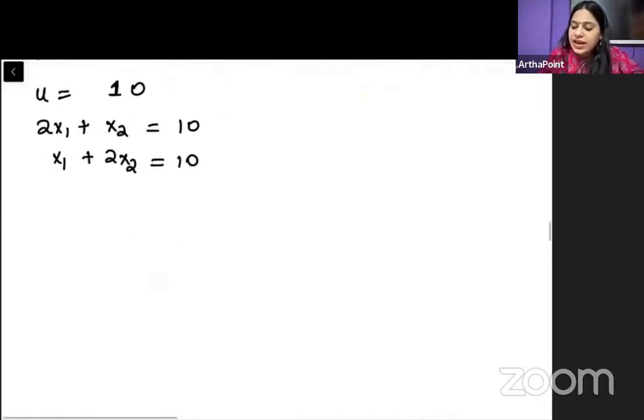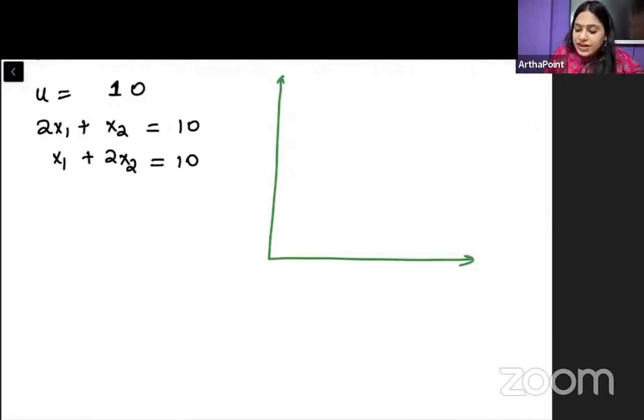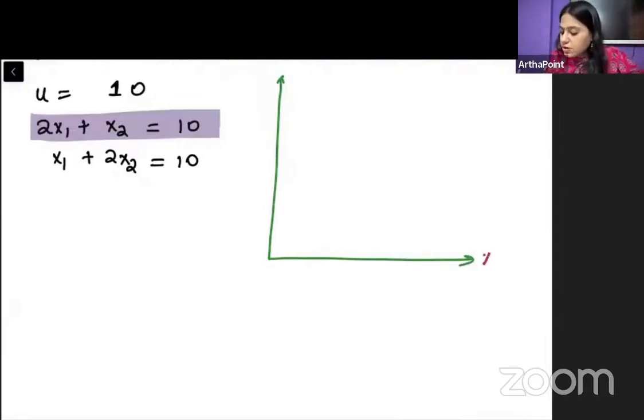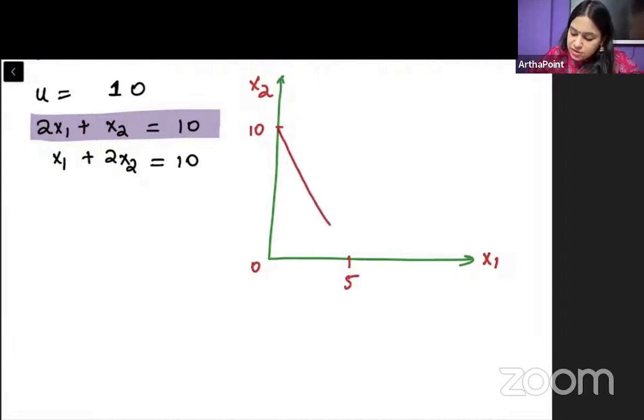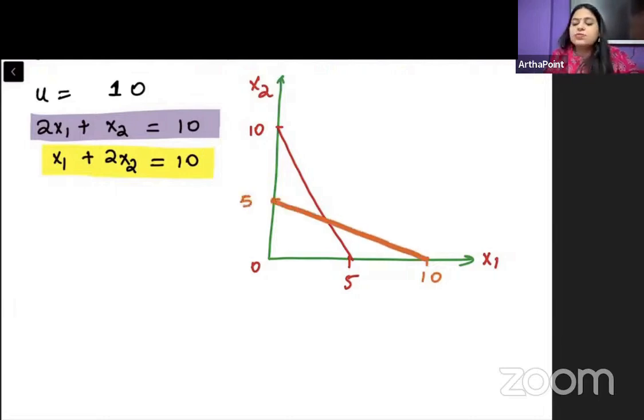Now I will go ahead and I will try to plot these two utility functions, right? So when I will be plotting this first one, what will I go ahead and get? I will put x1 here and I will put x2 here. So either my x2 will be 10 or my x1 will be 5. This will be my first utility function. And then I will be going ahead with the second utility function. So either my x1 will be 10 or my x2 will be 5 and this will be this.